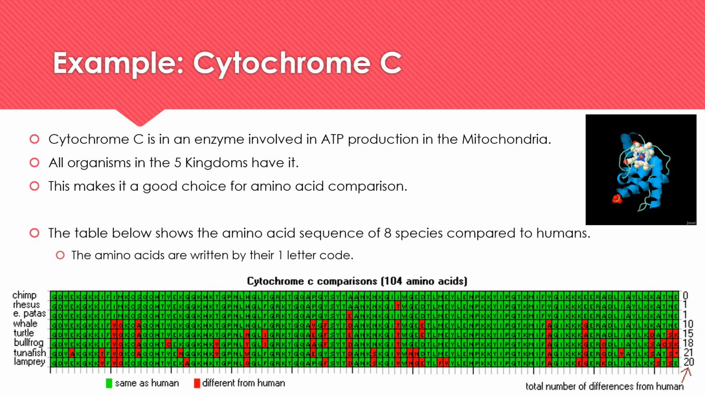And so you can see it's all written out here, and that, for example, chimps have no differences to humans. They're completely the same, so they're obviously going to be quite closely related. The rhesus monkey has one difference, which would mean it's probably a little bit less closely related to humans than the chimpanzee is, whereas the tuna fish and the lamprey have 20 and 21 differences compared to humans, so they're going to be quite more distantly related than a chimp is to a human. And so that's how we can look at this sort of information and work out relatedness from it.